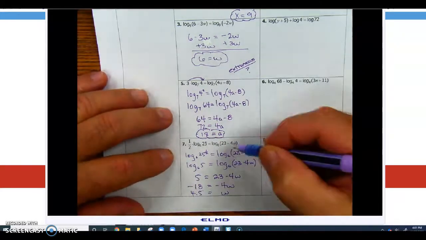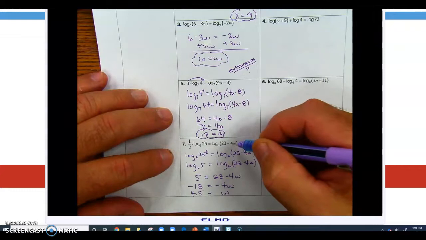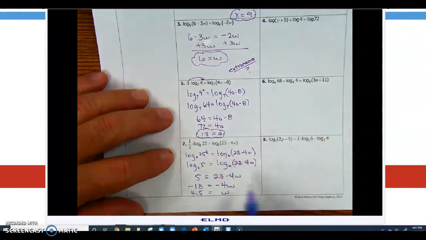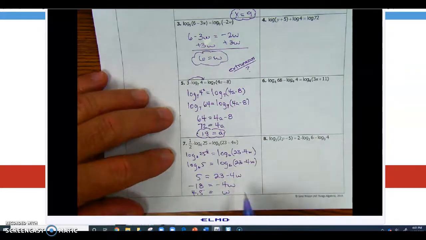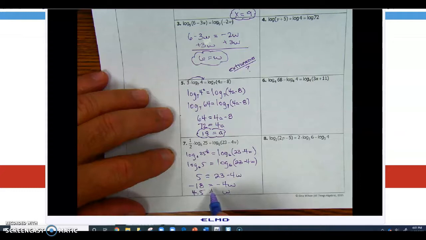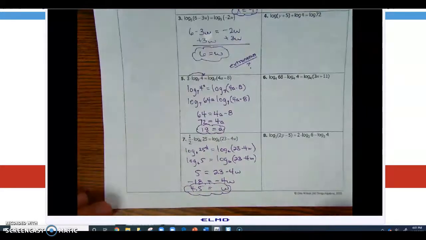Let me check my work to see if I did that right. 4 times 4.5 is 18. Yep. 23 minus 18 is 5. All right, I checked that one. It worked out just fine.